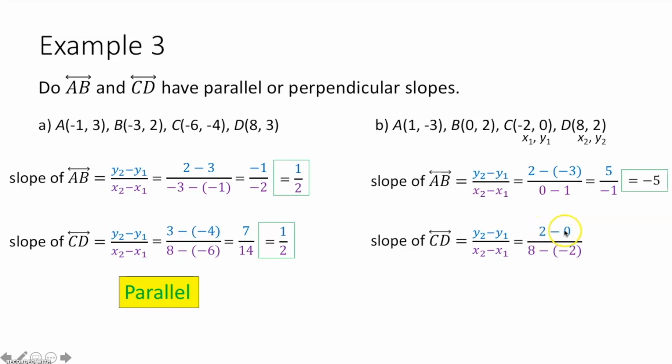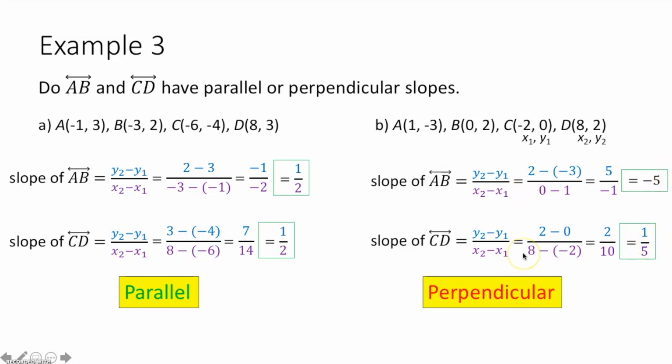Now we simplify. What's 2 minus 0? That's 2. And what's 8 minus negative 2? That's the same thing as 8 plus 2, so that's 10. What's 2 over 10? That's going to be 1/5. Now the question, are these parallel or perpendicular? Well, they're obviously not parallel because they would have to be equal to be parallel. Since this is negative and this is positive, they are opposite. And since this is 5 and this is 1/5, they are reciprocals. Because they're opposite reciprocals, you can say that these two lines are perpendicular.